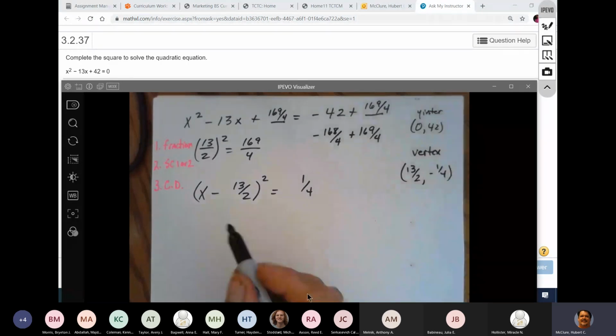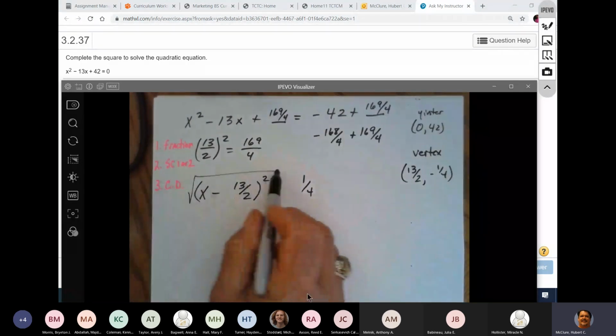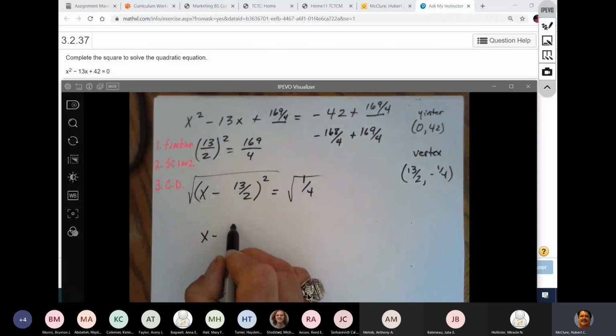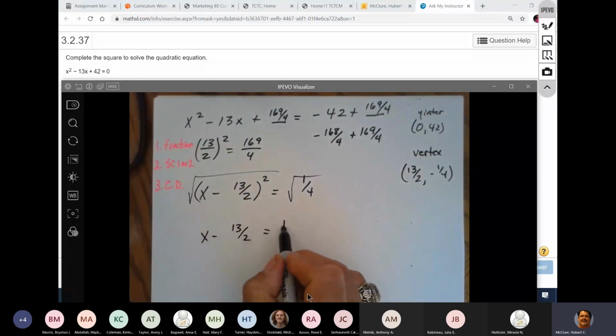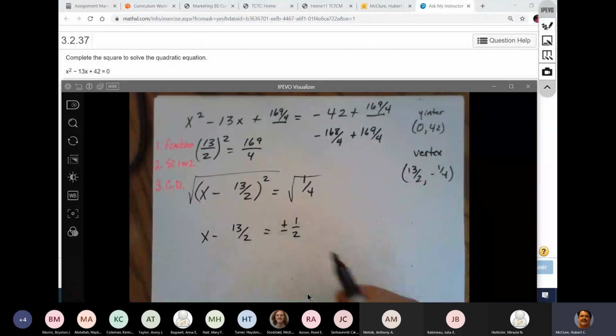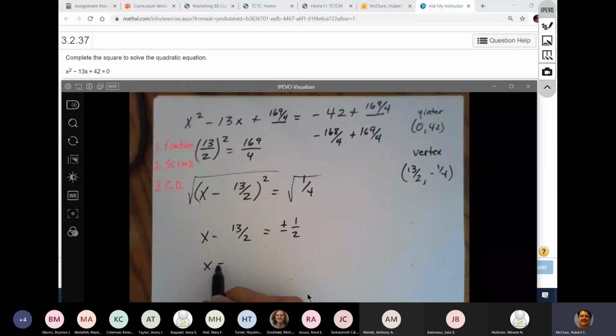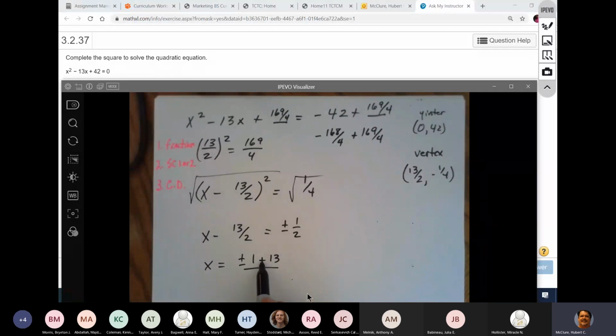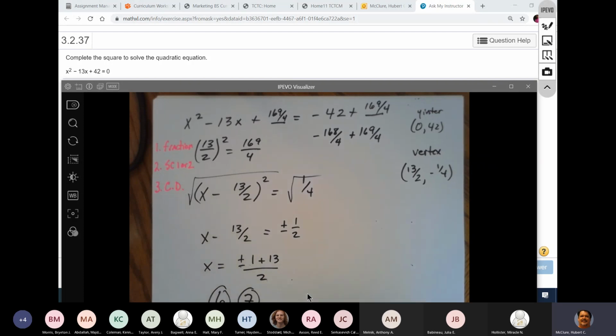Now I'm going to solve it. X minus 13 halves is equal to positive or negative 1/2. X is equal to positive or negative 1 plus 13 over 2. 1 plus 13 is 14 divided by 2 is 7. Negative 1 plus 13 is 12. 12 divided by 2 is 6. So there's our 2 X-intercepts.